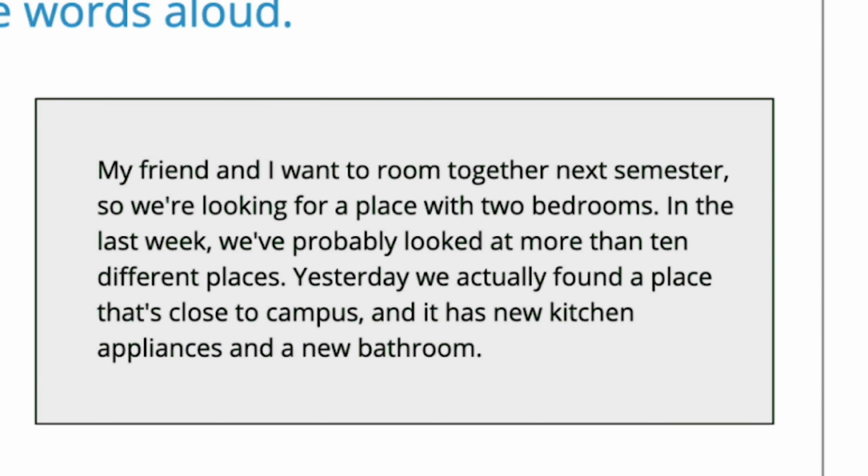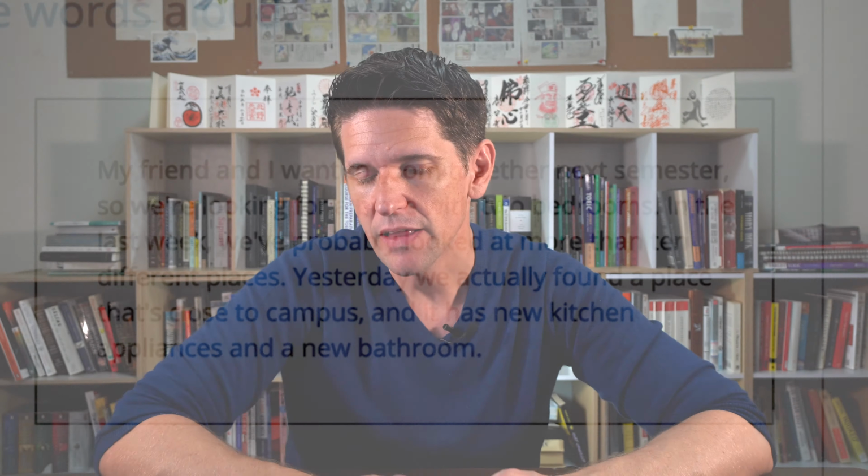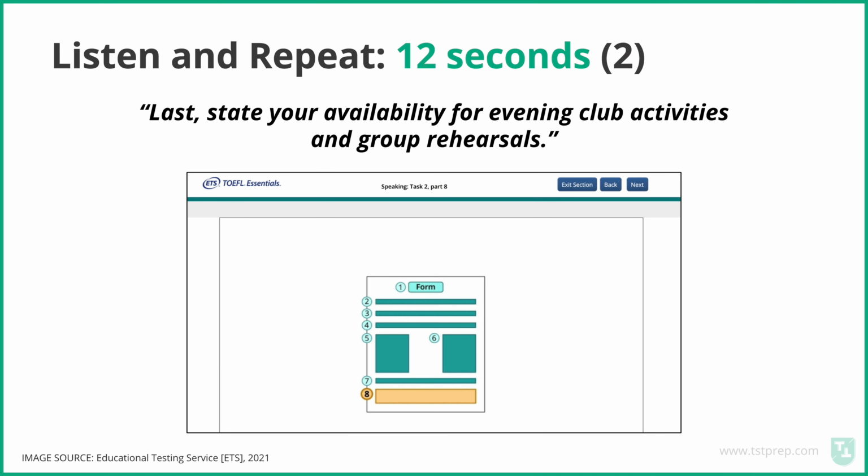"In the last week, we've probably looked to more than 10 different places." Now look, I said "look to" instead of "look at." So these are the little things that could come up when you're reading aloud that could hurt your score. So you also have to think about the rhythm, the pace. So even though it seems kind of easy to do, there's quite a bit of evidence to suggest that reading aloud and doing it well is a way to judge somebody's fluency in a language. So that's why they have these read aloud tasks.